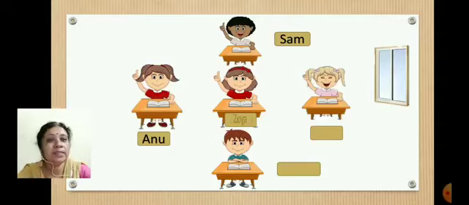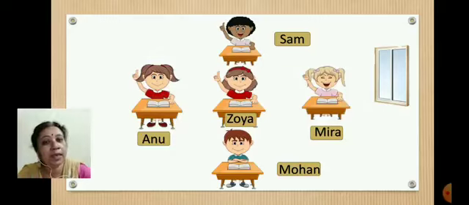Next is Zoya. Z-O-Y-A. Zoya. Next girl's name is Meera. M-I-R-A. Meera. And next boy's name is Mohan. M-O-H-A-N. Mohan. Okay. Now children, from this picture, tell me where Mohan is sitting.